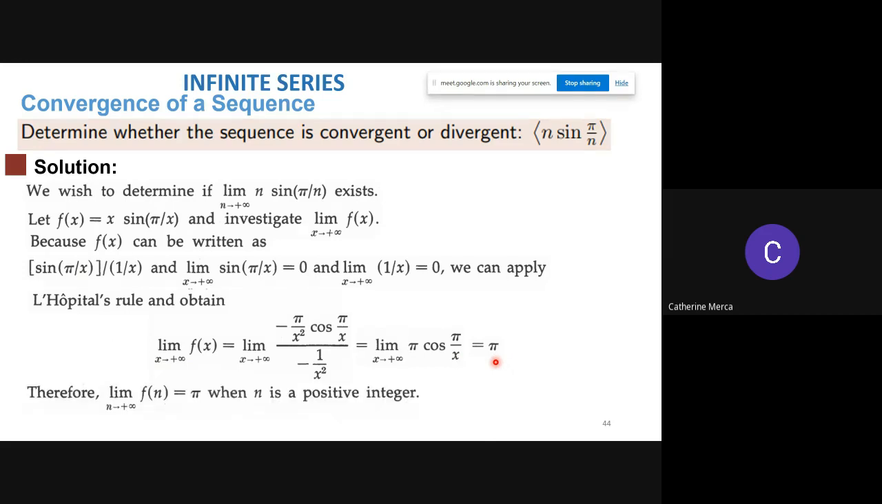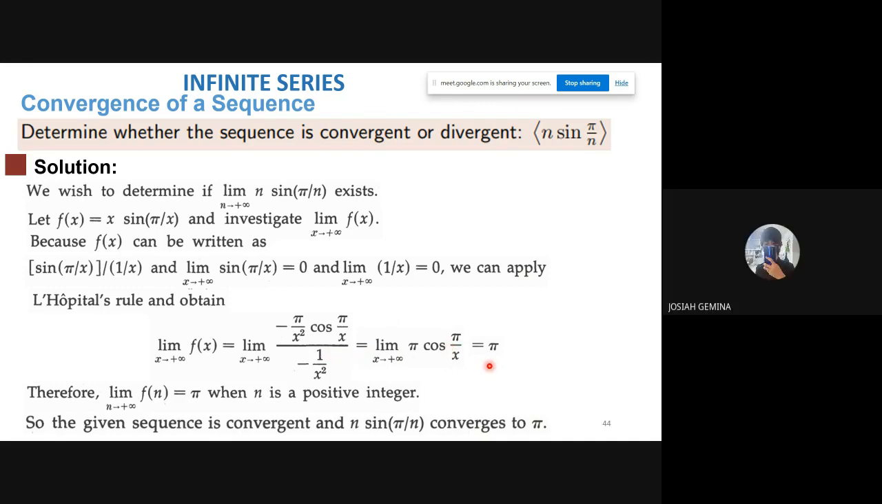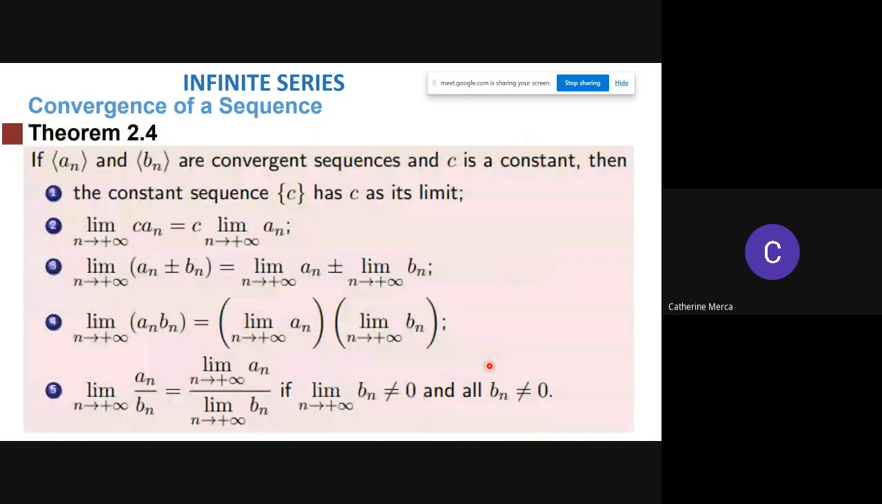So, meaning to say, the limit of f of n, where n is a positive integer, is actually convergent and it converges to pi. I think you need more time to study this one. So, I leave that one to you. If it is still unclear, I will give the details. So, you have to study that one. Okay. So, these are the theorems. What you need to, as I've said earlier, study back.